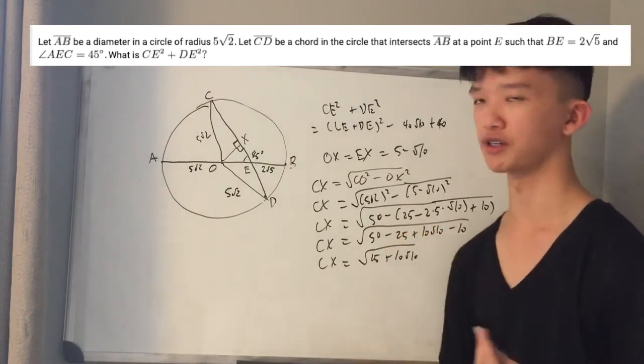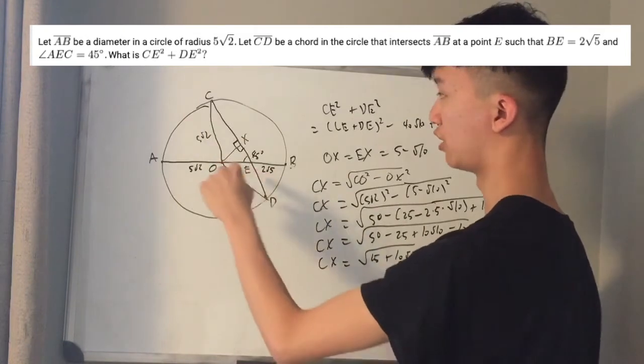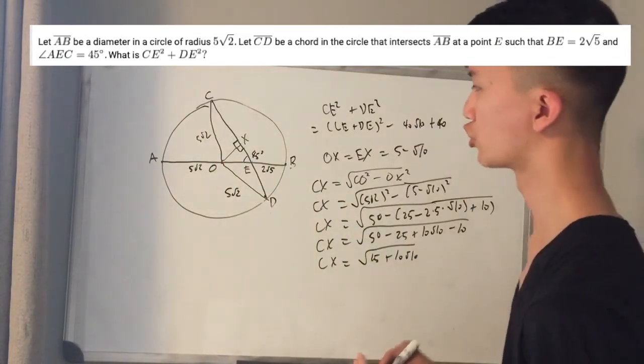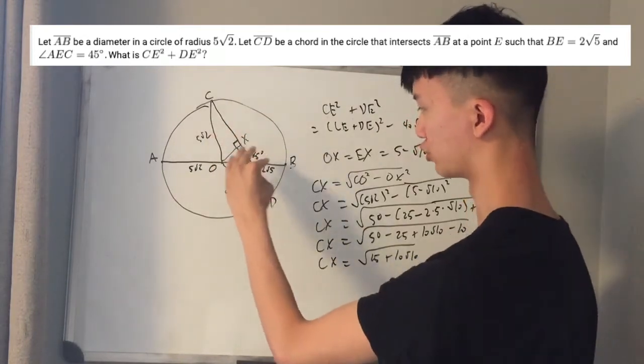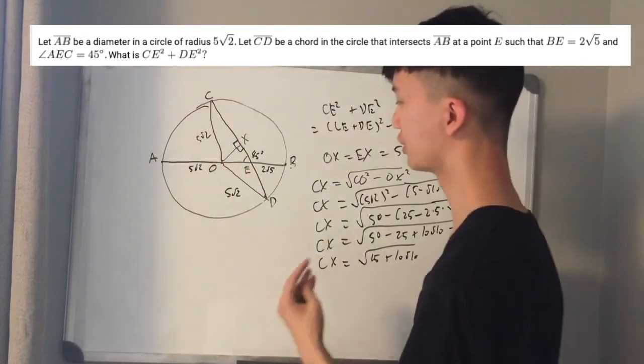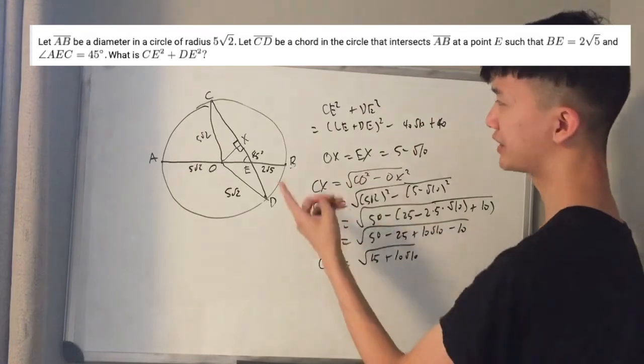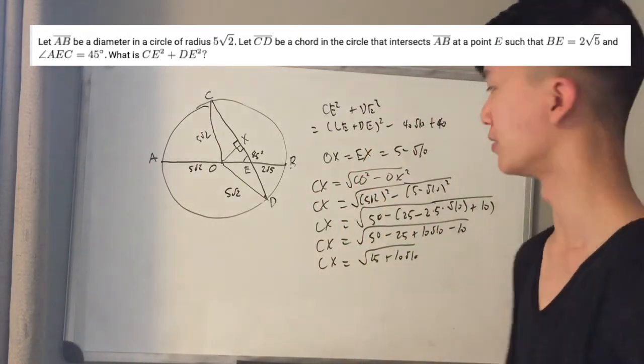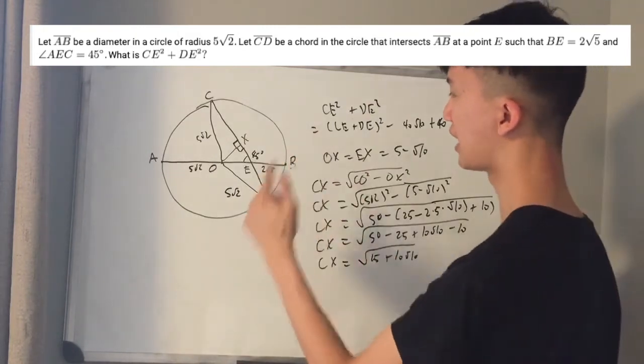But now I want you to notice something. CO is equal to DO. And so triangle COD is an isosceles triangle. And so it is also true that CX is equal to DX. And now CX times 2 is equal to CD. But remember that CD is equal to CE plus DE. And now we know how to solve the problem, because now we know that 2 times CX is equal to CE plus DE.